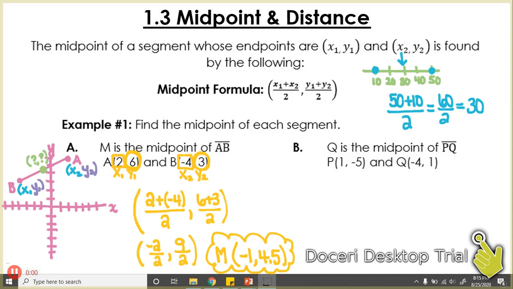I can visually see over here that I went left 1, and I did go up 1, 2, 3, 4, and it looks to be about halfway between 4 and 5. So that's approximately at -1, 4.5 on my drawing. So we're going to do the same thing with the next example. M is the midpoint of the segment. That should probably say M. I am so sorry.